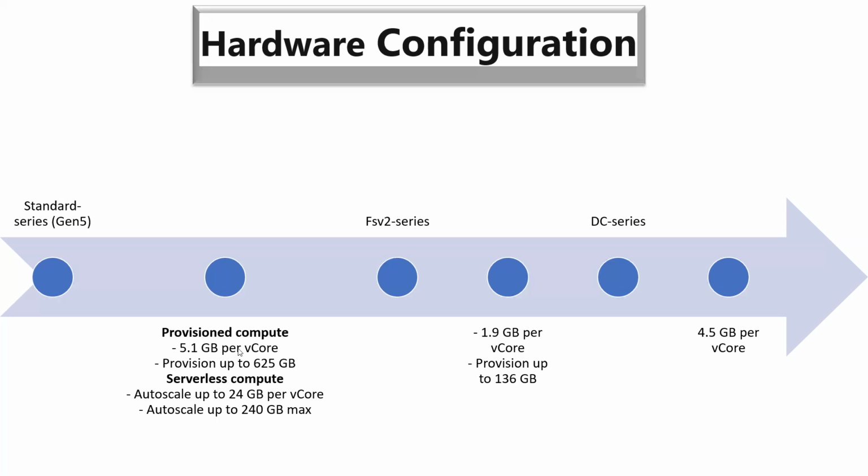We will see the difference between provisioned and serverless. Then if you go to the FSV2 series, it is 1.9 GB per vCore, and DC series 4.5 GB per vCore. You just understand the three types of hardware configurations, and what memory each configuration supports per vCore. That's it. This point you need to understand.